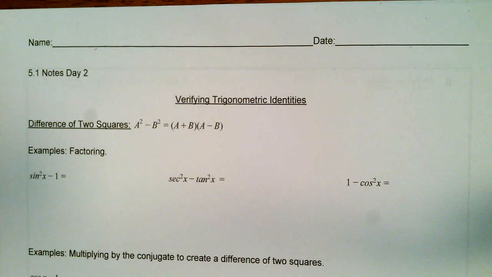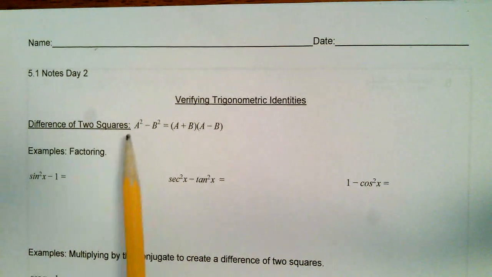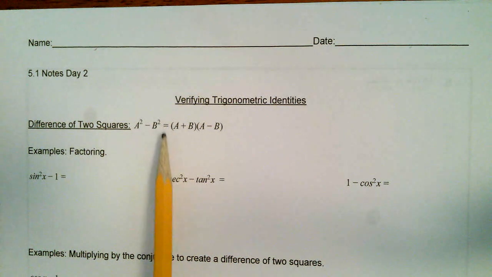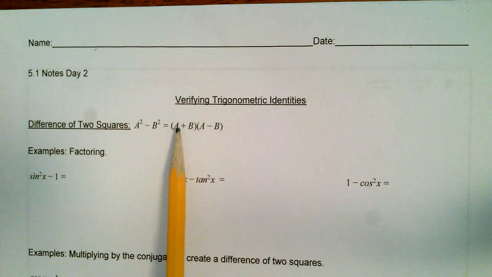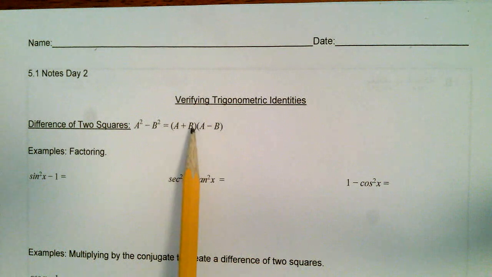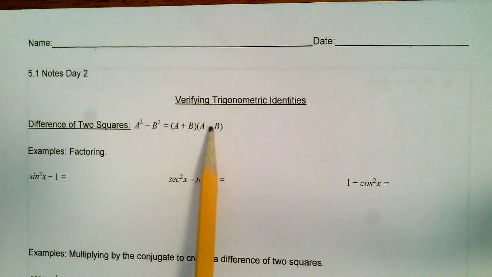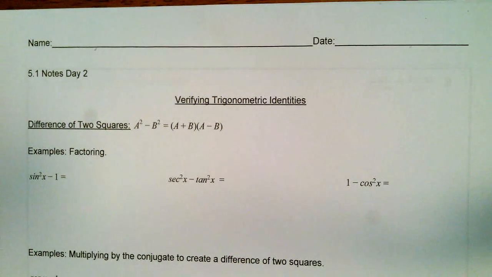So we're going to go over our second day of notes for verifying trig identities. One of the important things to remember here is the difference of two squares. If you have one expression squared minus a second expression squared, that can always be factored into the first expression plus the second expression times the first expression minus the second expression. Okay, so this can be done with trig functions as well.